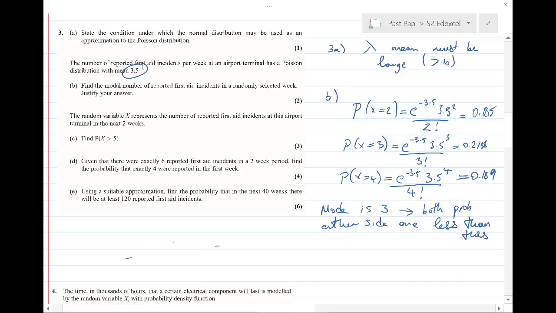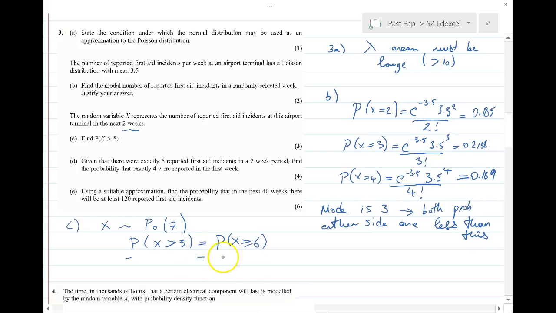Part B. Then part C, they've changed, this is a kind of thing that they do, they've changed the actual time period. So for part C, the random variable x is the number in 2 weeks, and we're told the number per week is 3.5, so we've got Poisson 7. So first thing is to find the probability that x is greater than 5. It's got to be greater than or equal to 6.